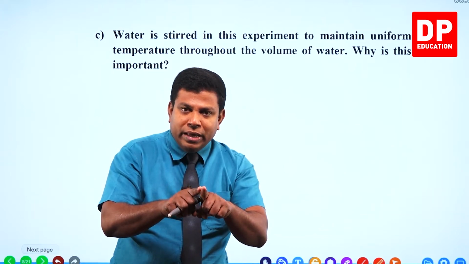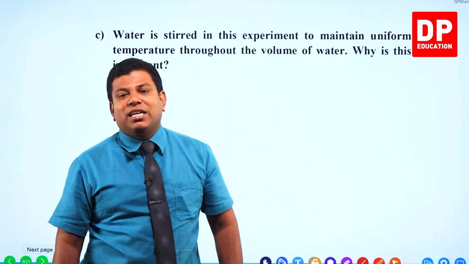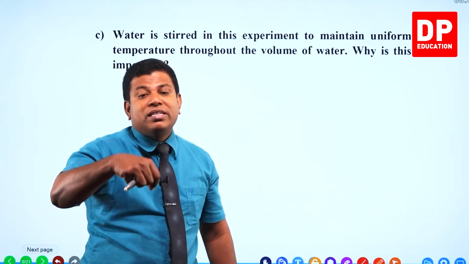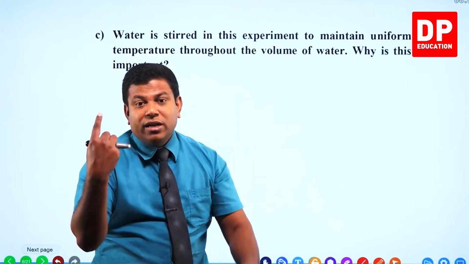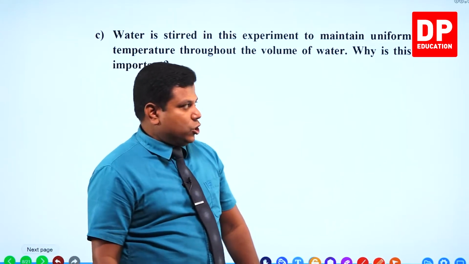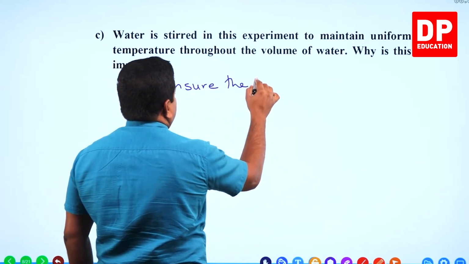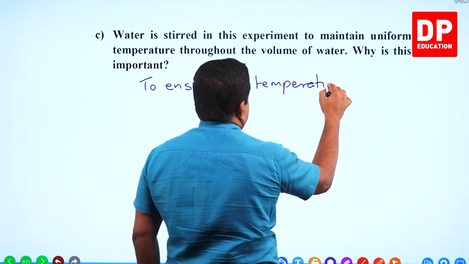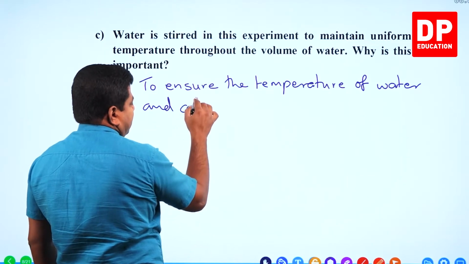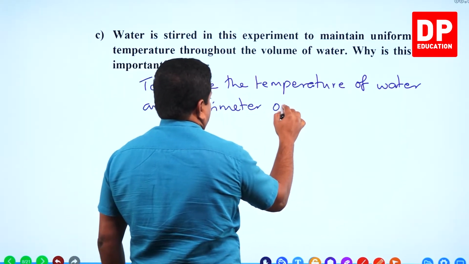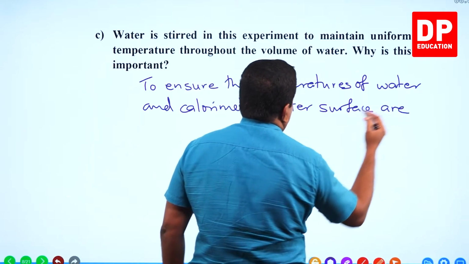We assume the temperature of water within the calorimeter and the calorimeter surface temperature are equal. We make an assumption like that. For that assumption to be valid, you have to keep stirring it. When you are stirring only, this assumption becomes valid. What assumption? The temperature of water and the temperature of calorimeter outer surface are equal. To ensure that only we are stirring it. To ensure the temperatures of water and calorimeter outer surface are equal.